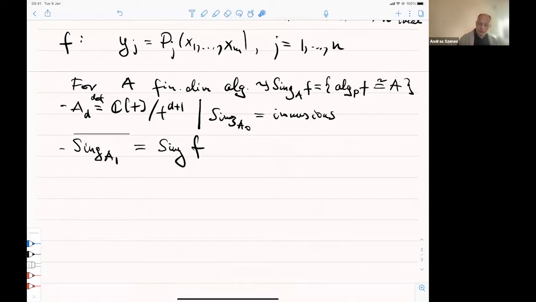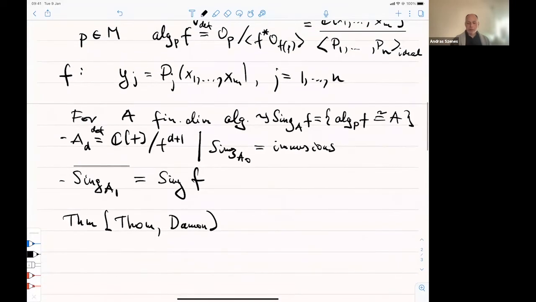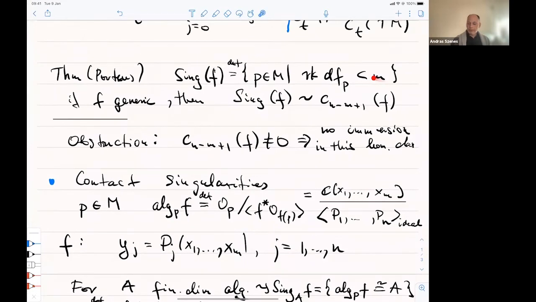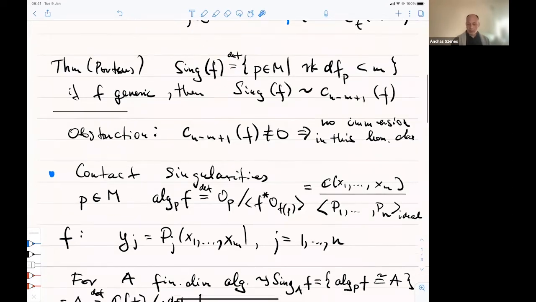I'll call this the theorem of Thom and Damon. And it says the following. It posits the existence of certain universal polynomials. So it just says that there is an answer to our question in the language that I introduced here, and for which we already found an answer in the very simplest case of the A1 singularities.